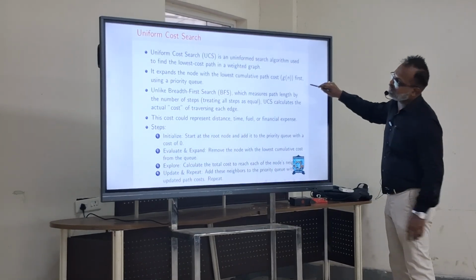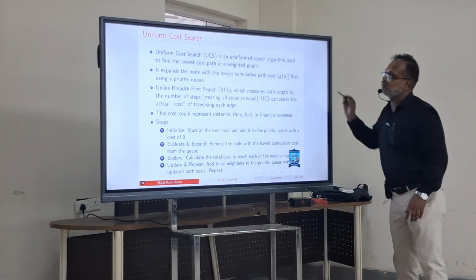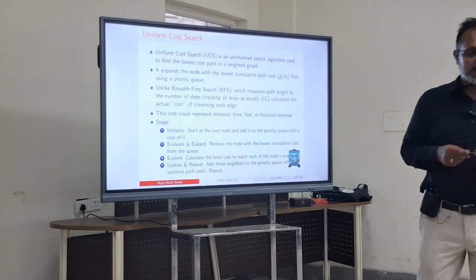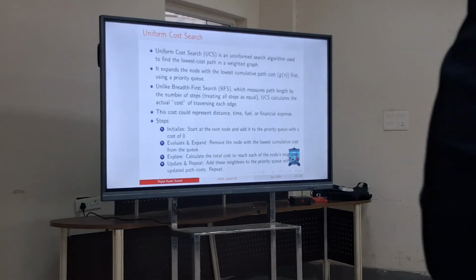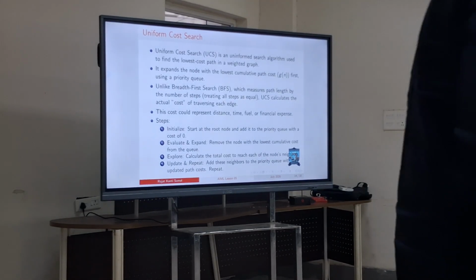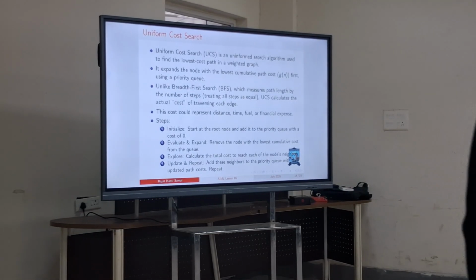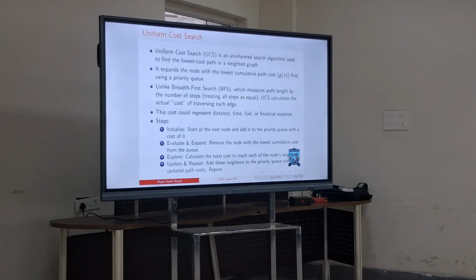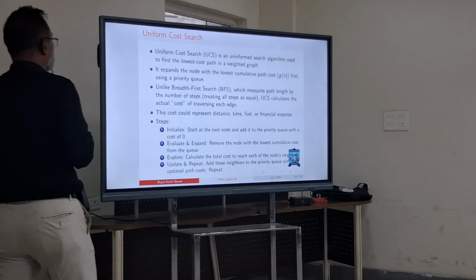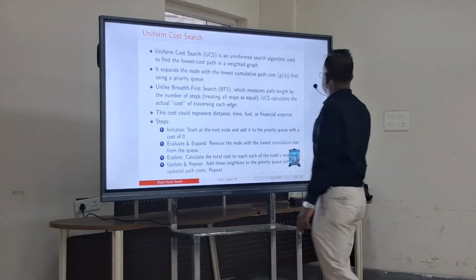The next kind of search is uniform cost search. These are uninformed searches, so you don't have any information regarding the search. Under such situations, you may make some assumptions, like that the costs are uniform. Uniform cost search is an uninformed search algorithm used to find the lowest cost path in a weighted graph. You have some weights associated with the graph. It expands the node with the lowest cumulative path cost, g(n).